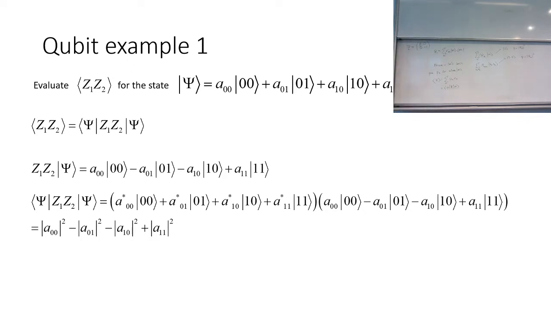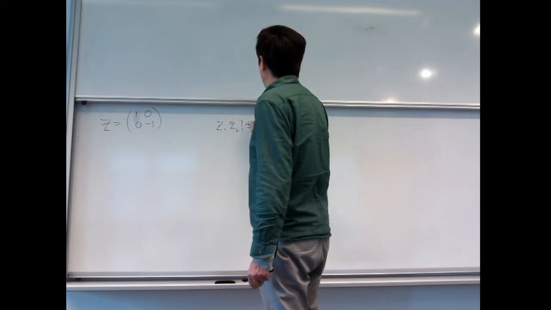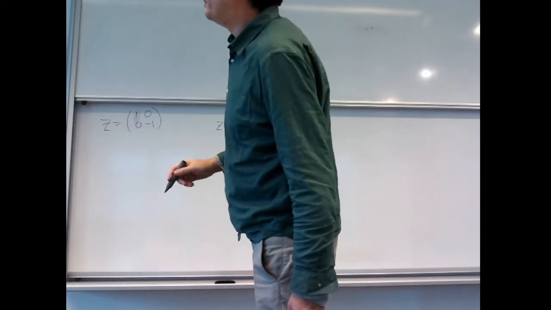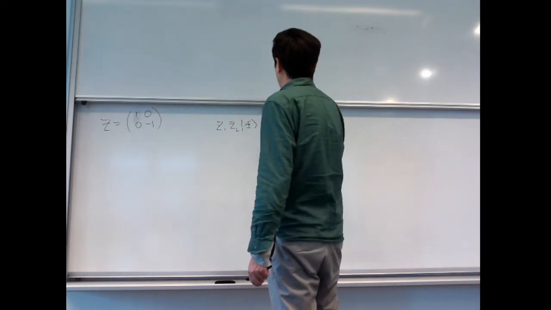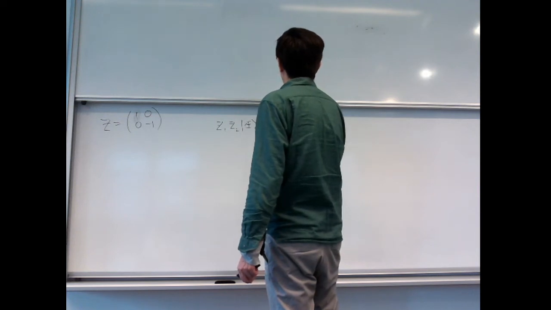So this is how you work it out. As usual, the average of Z1, Z2 is just that. The first thing we can do is work out what Z1, Z2 times this state is. The way we do that is you can do it part by part if you like. So let me write it out for you. We're trying to work out what Z1, Z2 of the state psi is. A00.